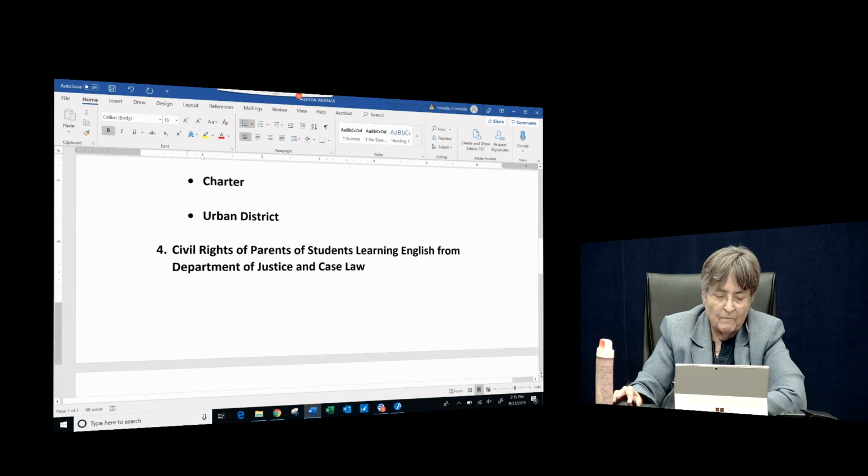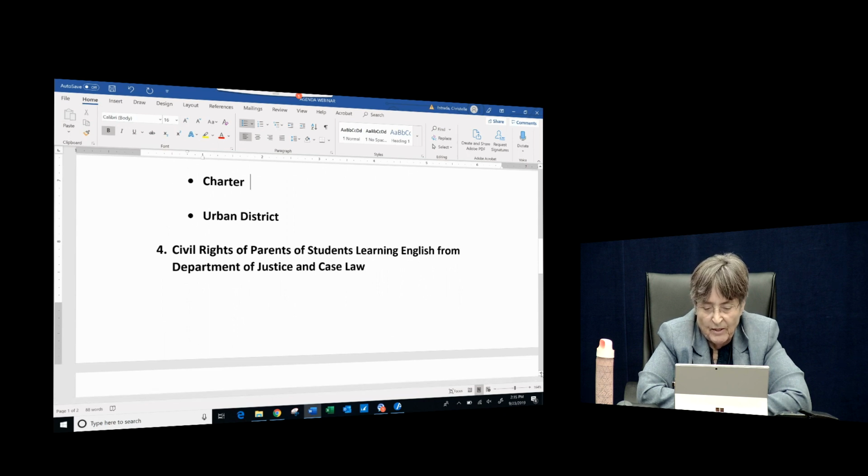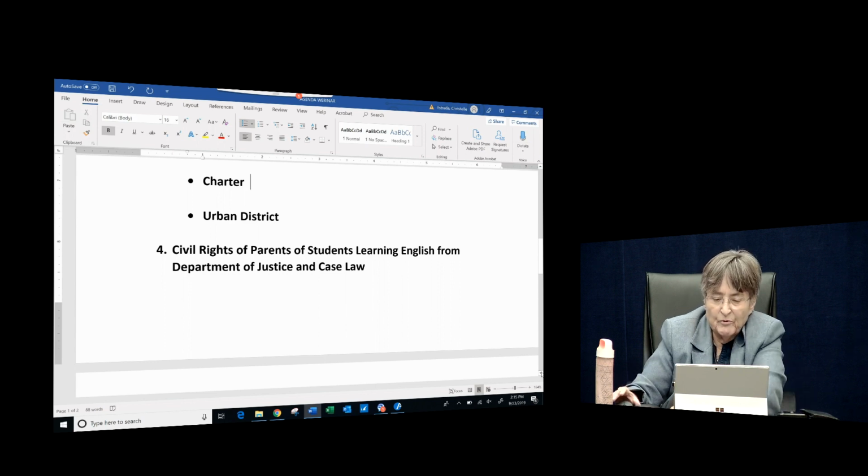The fourth part is a really important document. It's on our website. It's the Civil Rights of Parents of Students Learning English. And this is from the Department of Justice. Later on, probably at the end of the year, I'll do more focused on case law, which ends up really making a huge change in educational policy and outcomes for students. So that's what our agenda looks like.